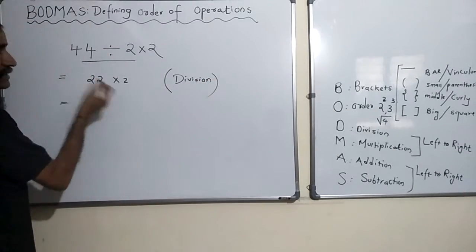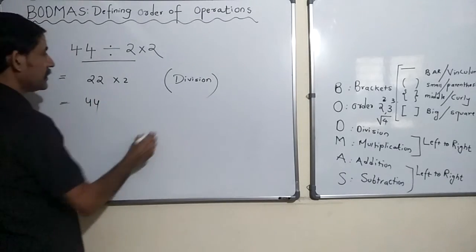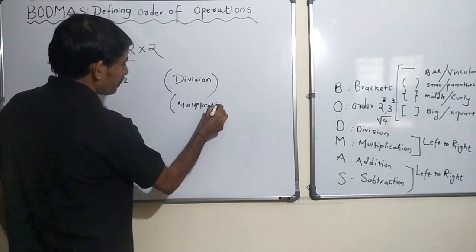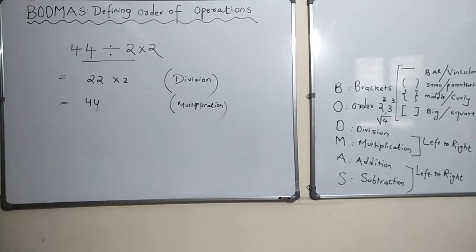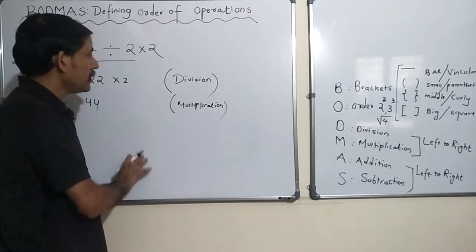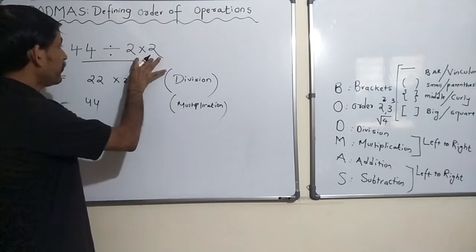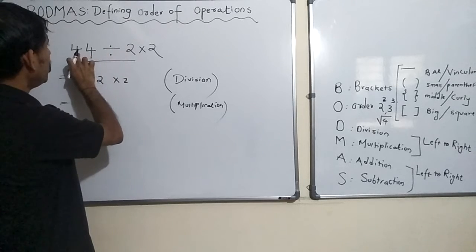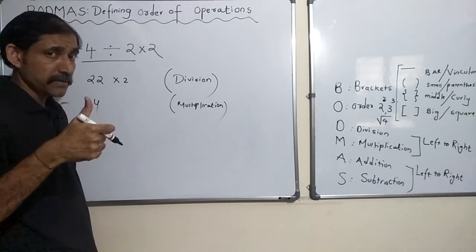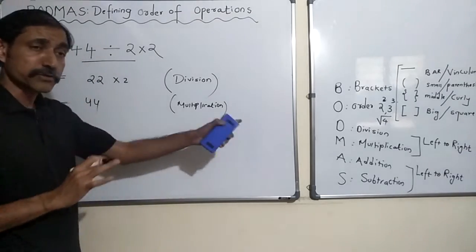Now there is nothing other than multiplication, so we just multiply that, and this is the answer of this mathematical expression. Now you may argue, sir, I could have multiplied this first. 2 into 2 is 4, and 44 divided by 4 is 11. The answer is 11. Here you are getting 44. So the answer is different. That's why those rules are there.